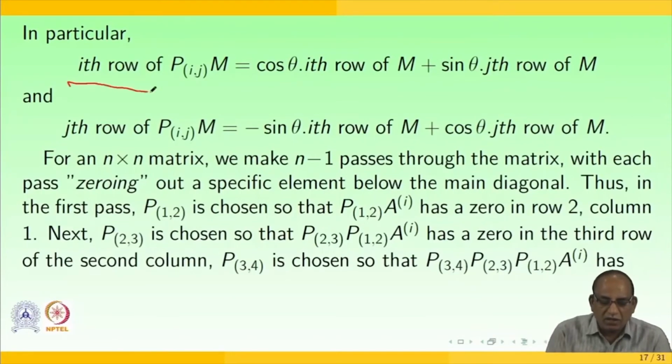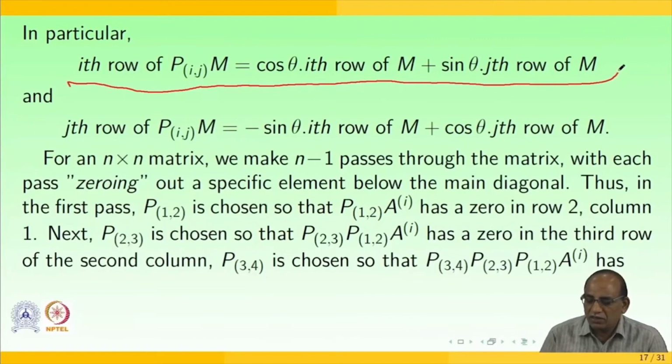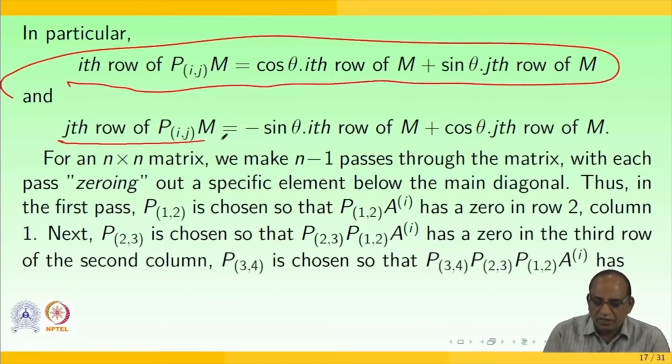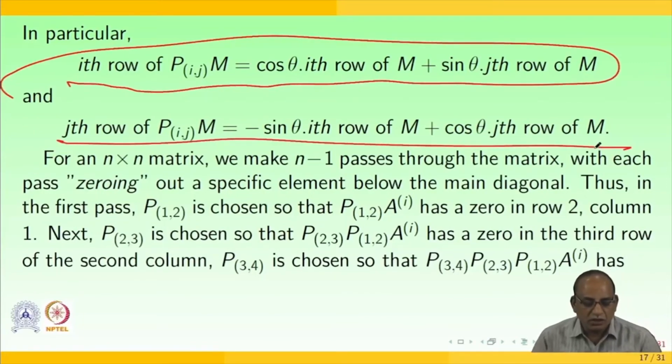In particular, the ith row of Pij M is equal to cos theta times the ith row of M plus sin theta times the jth row of M. So you get the matrix of this form, that is, the jth row of Pij M is minus sin theta times the ith row of M plus cos theta times the jth row of M. For an n by n matrix, we make n minus 1 passes through the matrix, with each pass zeroing out a specific element below the main diagonal.